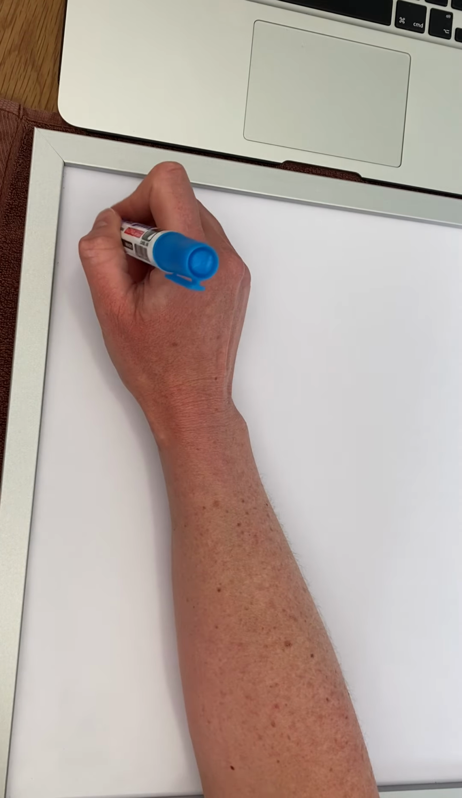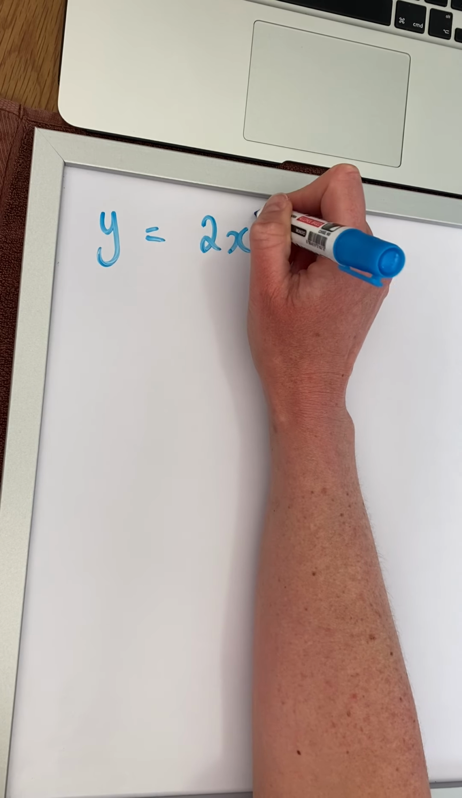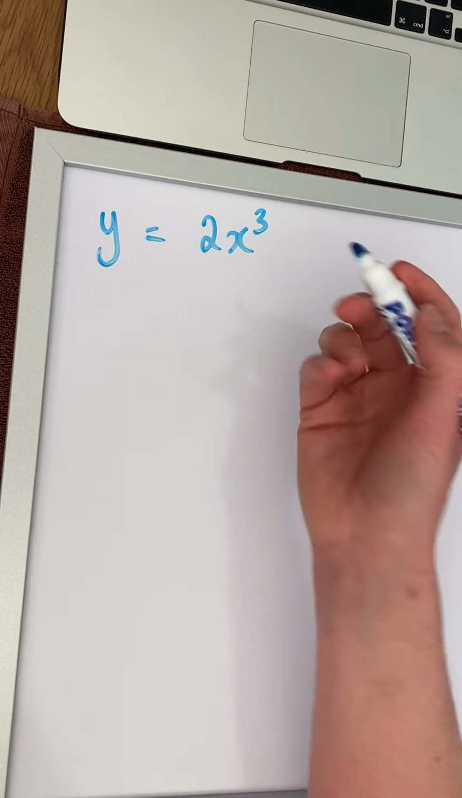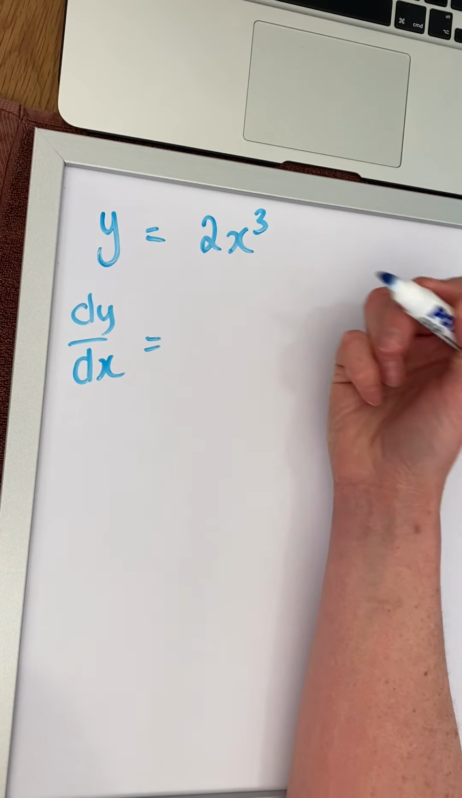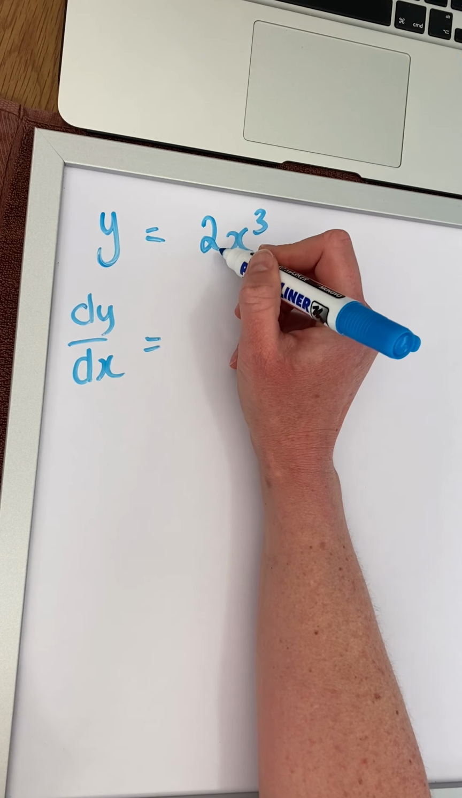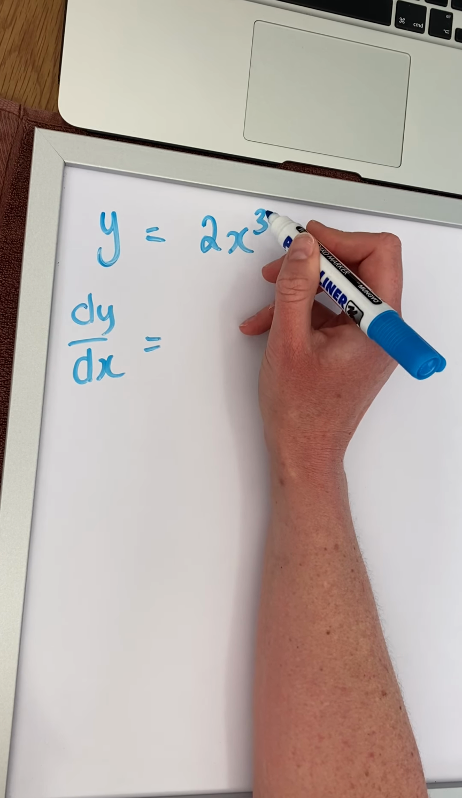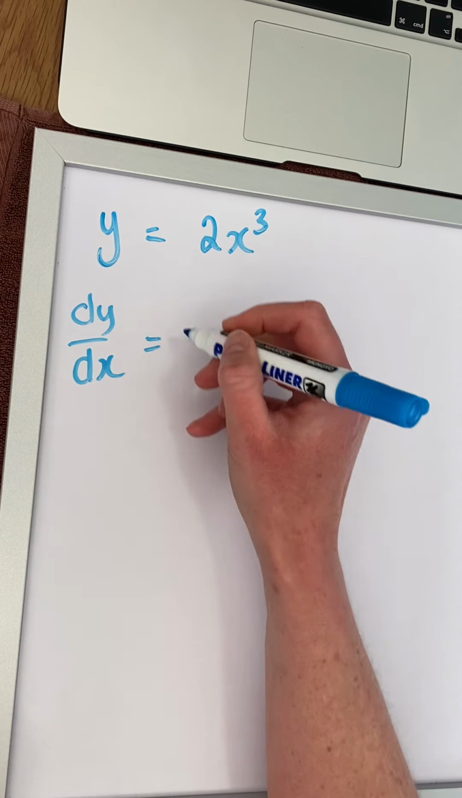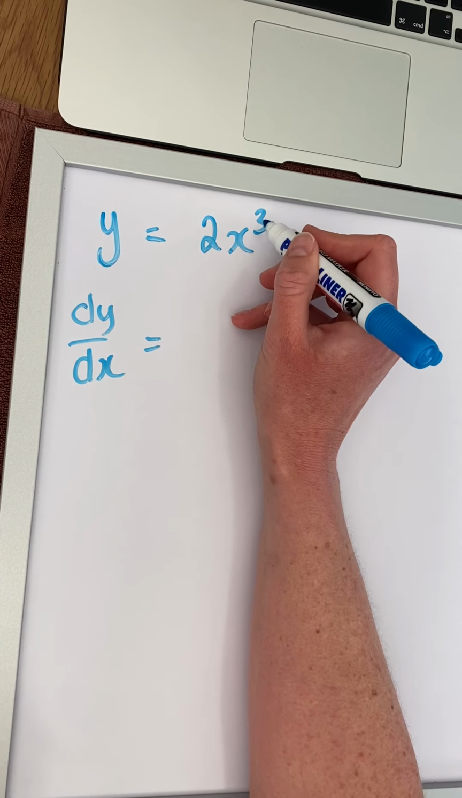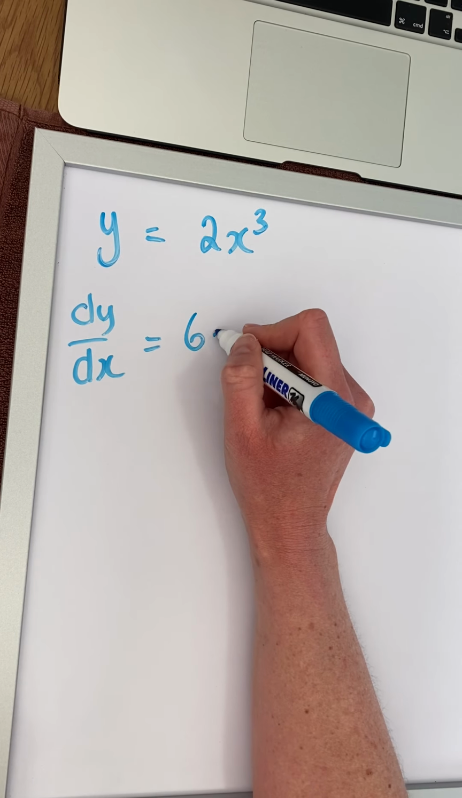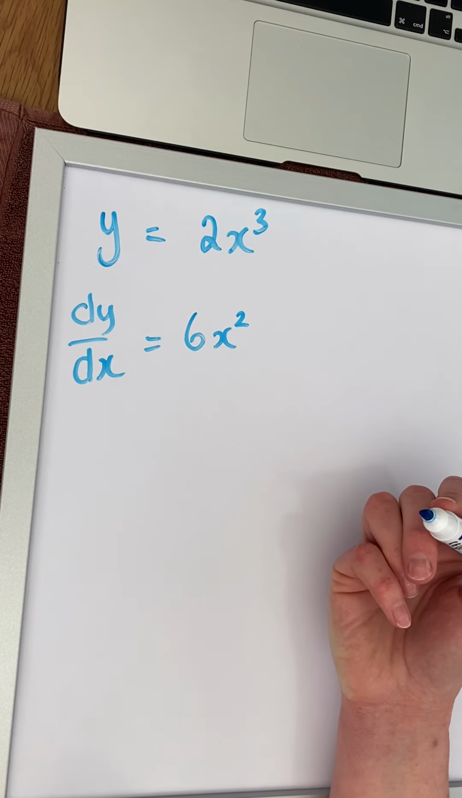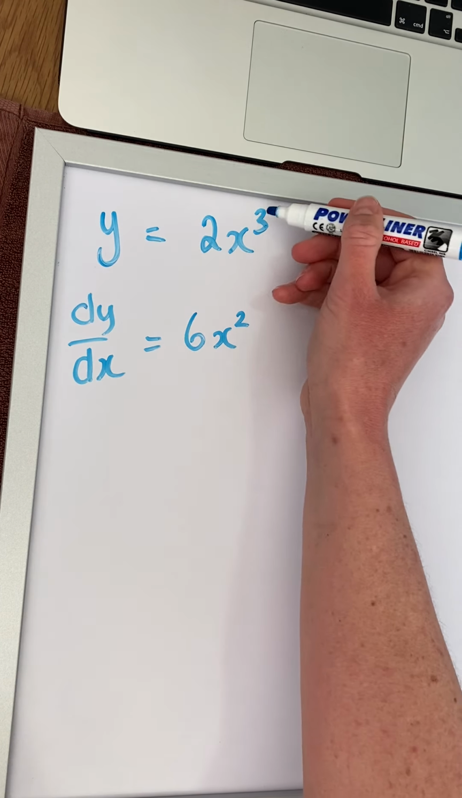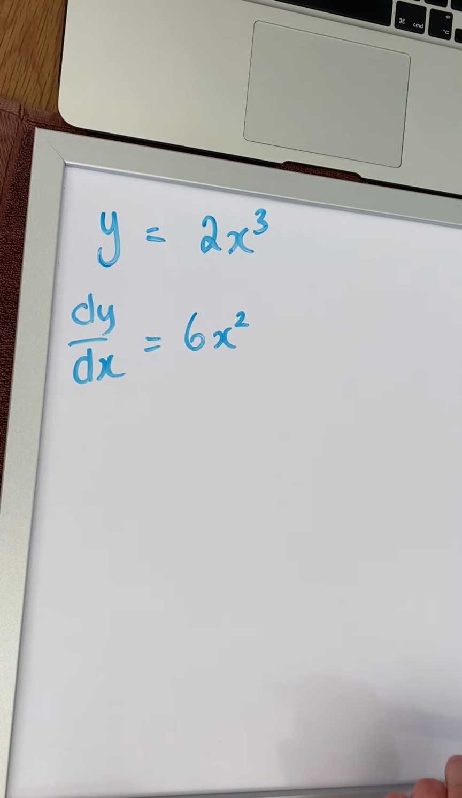Just before we go on to more complicated rules, I want to look at what happens if there is already a number in front of the function. In this case, for dy dx, remember the rule is bring down the power and multiply. Because we already have a constant here in front of our x, we have to multiply the 3 by the 2 to get our new number. So 3 multiplied by 2 gives me 6, and then reduce the power by 1, that becomes 6x squared. Again, we can see that a cubic function becomes a quadratic function.